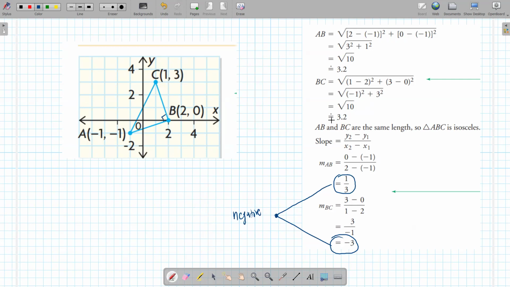And it also turns out that AB equals BC. So how would you classify this triangle? A right angled isosceles triangle. What if I asked you, what is this angle? They're both 45. Yeah.